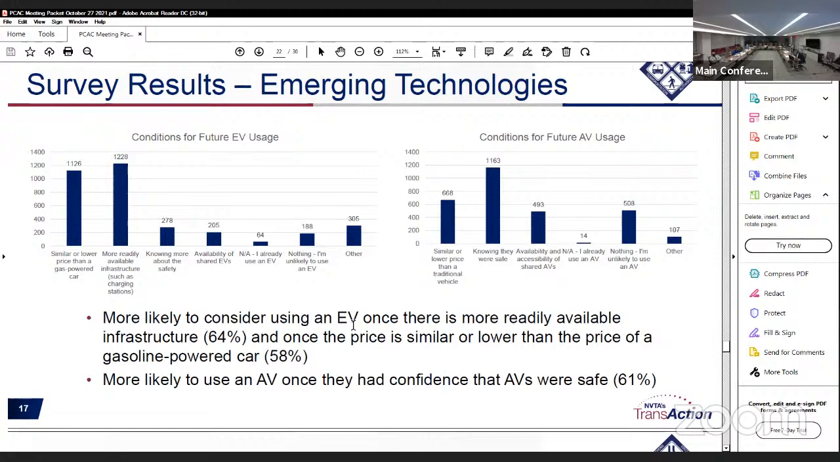We also had some questions about emerging technologies, specifically electric vehicles and connected automated vehicles. For electric vehicles, survey respondents were more likely to consider using them when there's more readily available infrastructure. That could include charging out on the road if you take a trip, but also charging at home, because in focus groups, we heard from people who live in apartment buildings saying, I'd like to, but I don't think I can have a charging station at my home. That was a typical obstacle mentioned. And then also price: once the price is similar or lower to the price of a gas-powered car, I'd consider an electric vehicle. For automated vehicles, that is where safety comes out as a key factor. People are more likely to use an automated vehicle once they have confidence that they are safe.